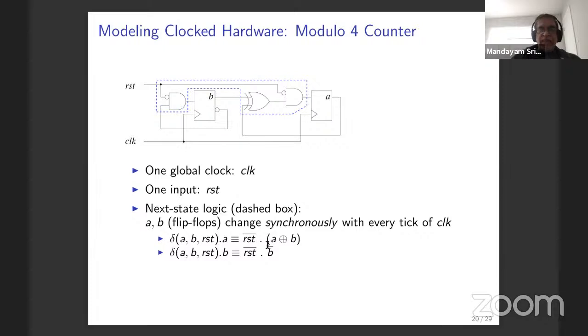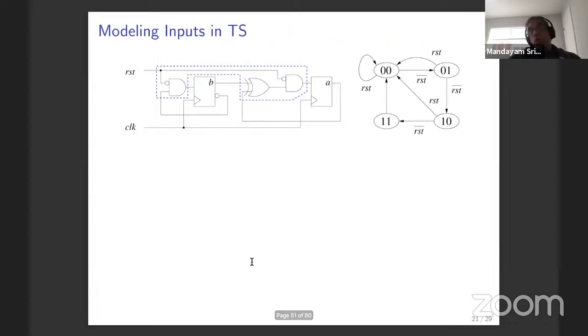So I've exactly described what the next state ought to be, as far as the A and B components of the next state are concerned, as a function of these 3 bits: A and B, which are the current state of the register, and the input. Now the question is, how do you model the input, which is part of the environment?